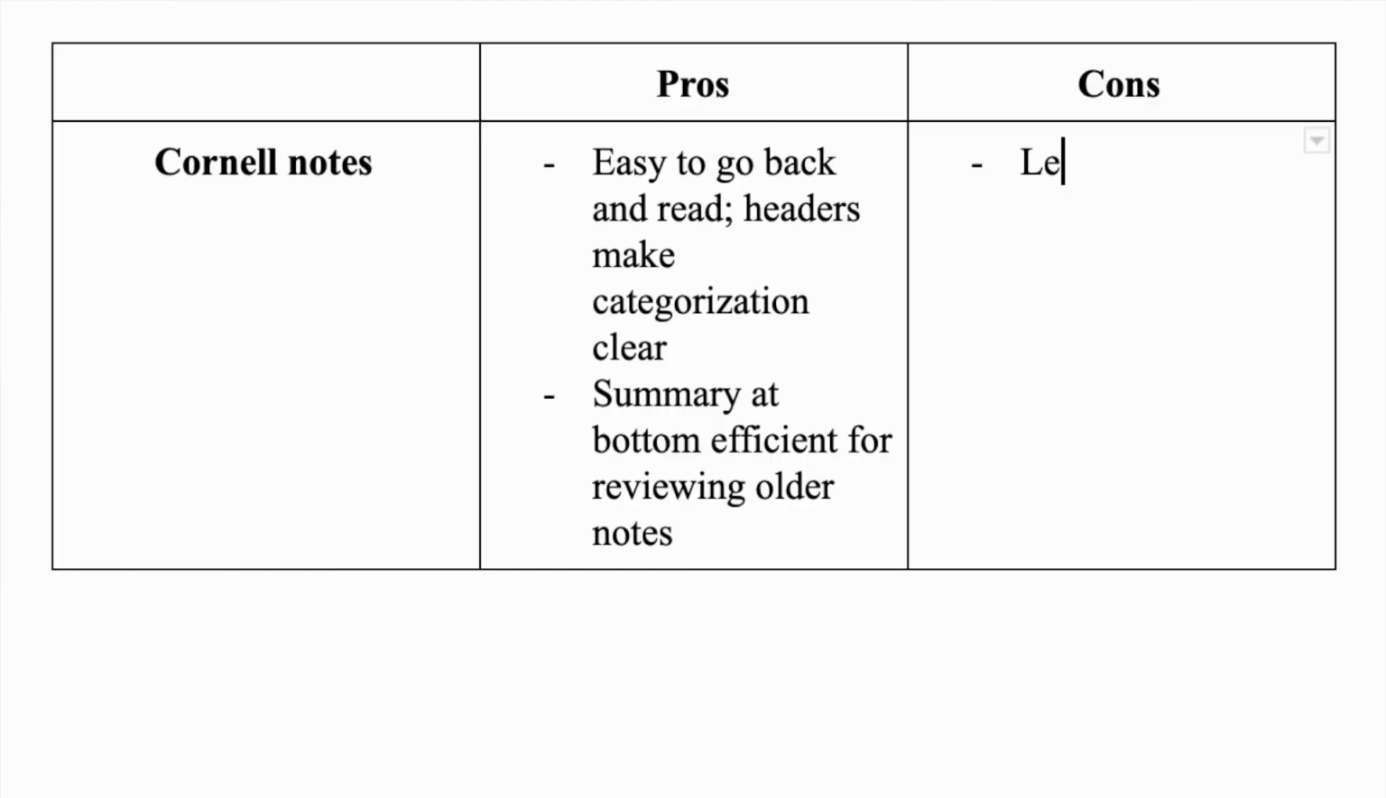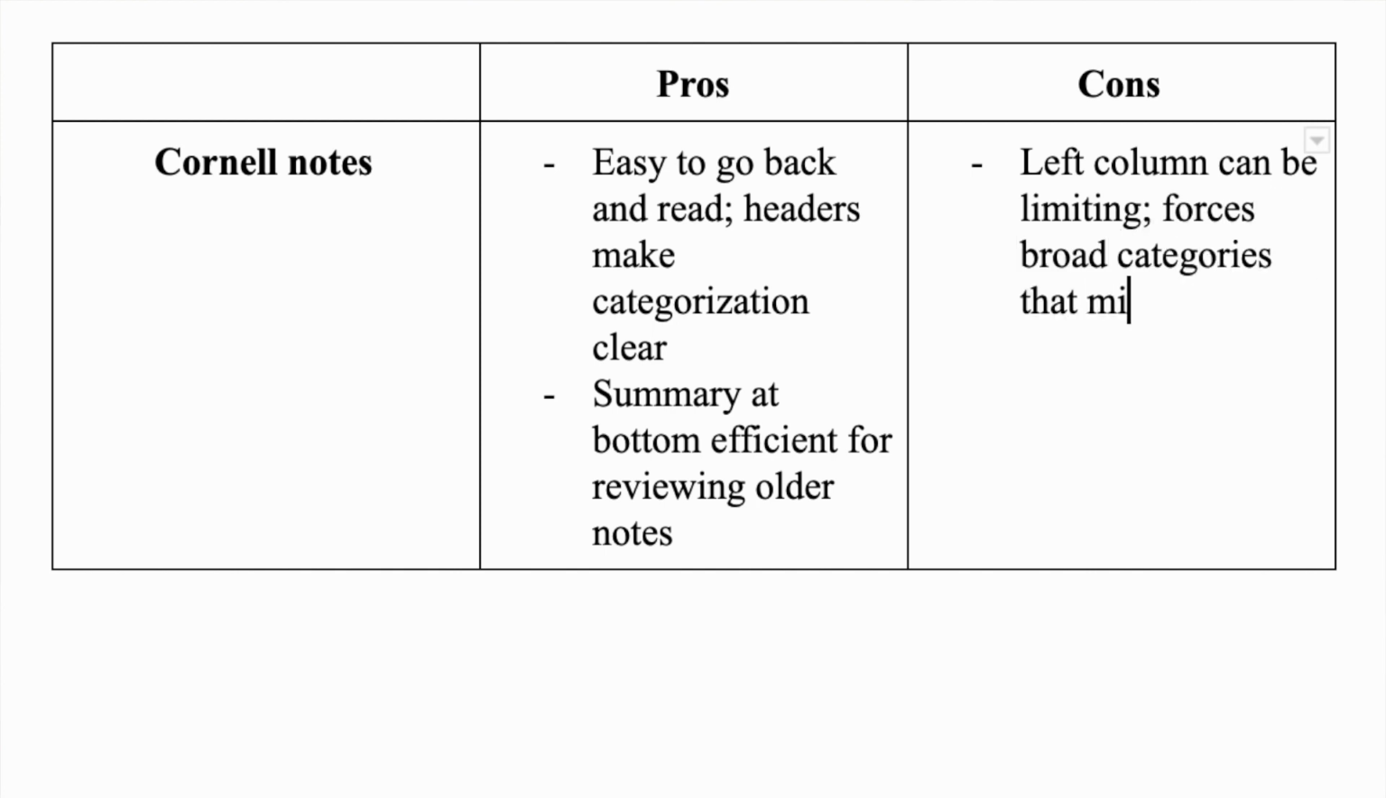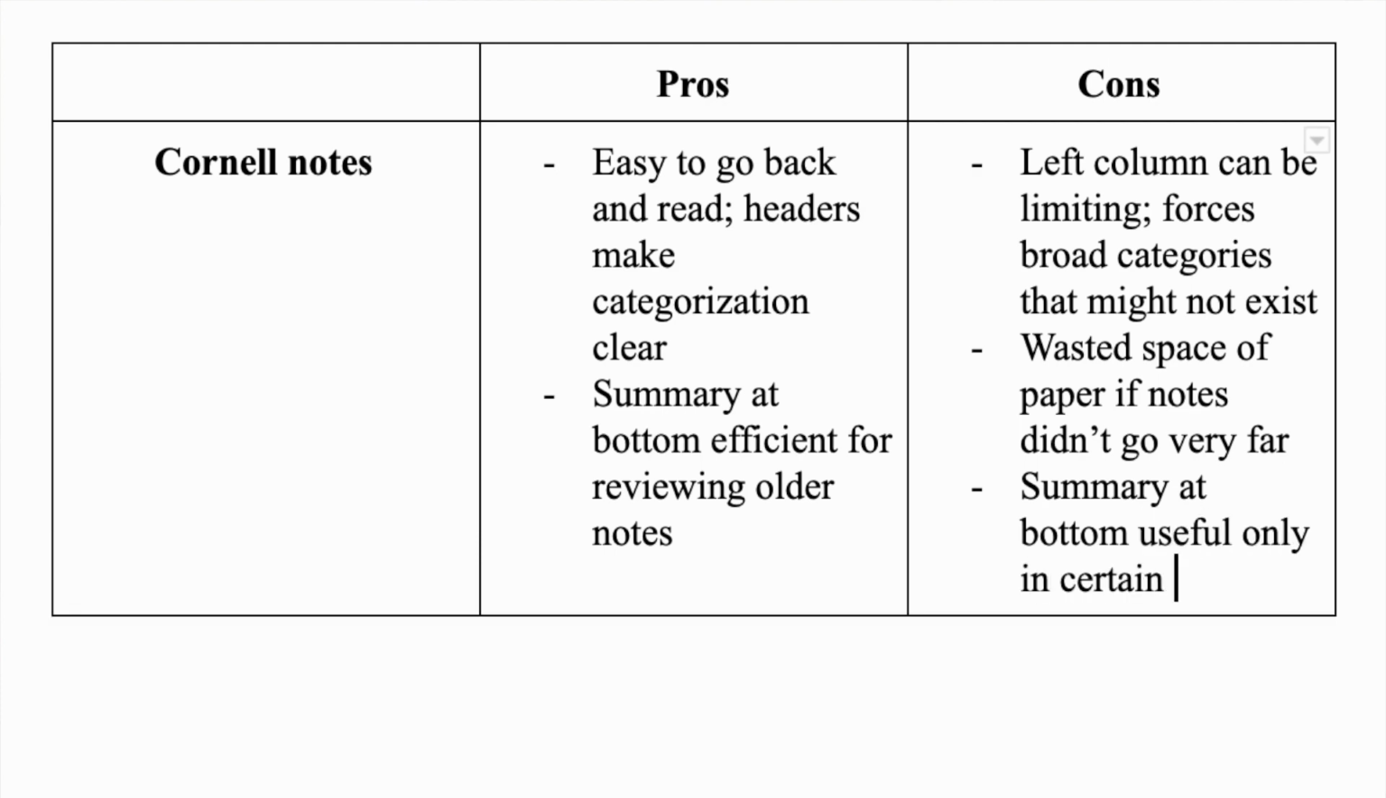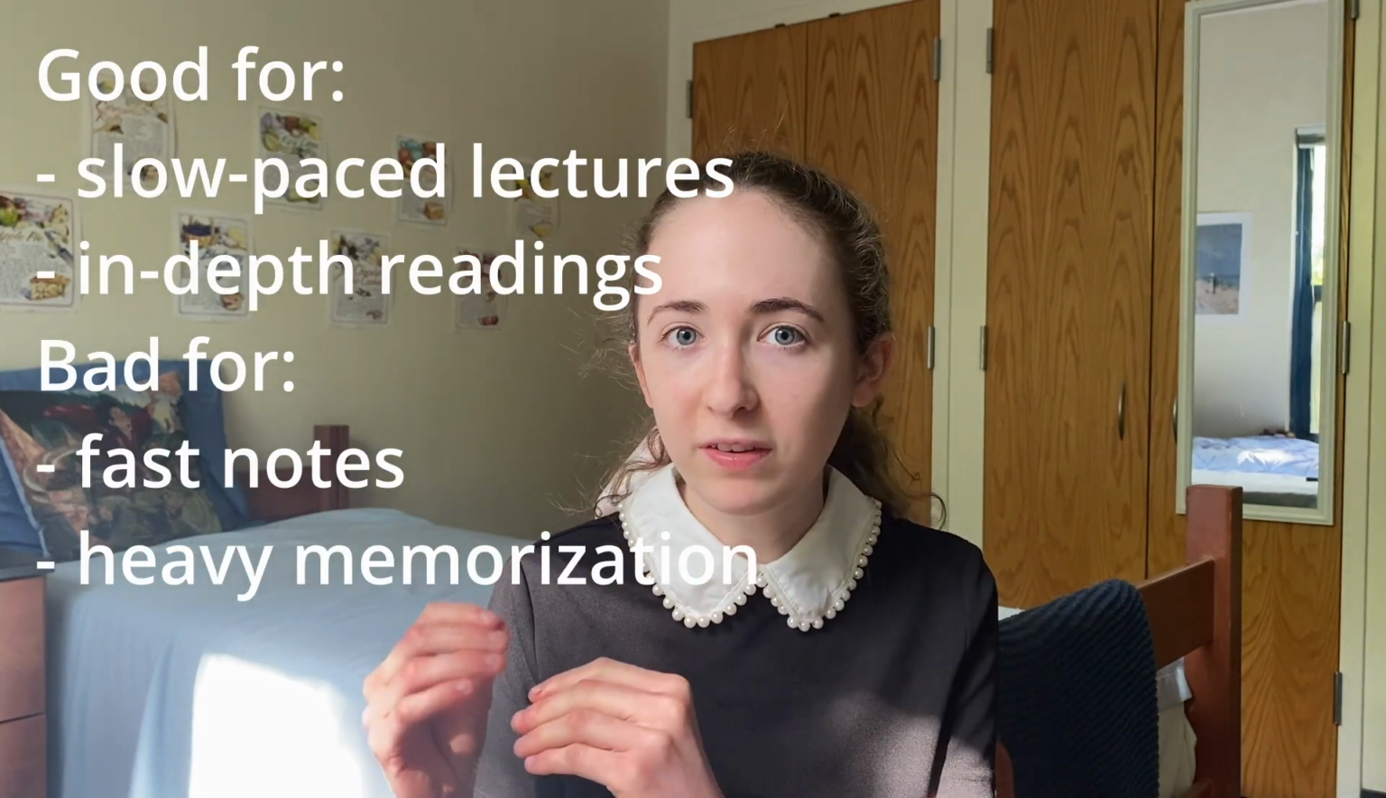Also, the left column can be limiting, I found, because sometimes I would only need a couple words for that topic. So to actually put an entire topic on the left-hand side almost felt too dramatic for the note that I was going to be making, if that makes sense. And therefore there can be a bit of wasted space if you don't end up needing that whole line. I think that summary can also serve as a con because if you don't need the notes for long, then you're just wasting your time summarizing what was written above. I would say that Cornell Notes are decent if you have the time and patience to do them.